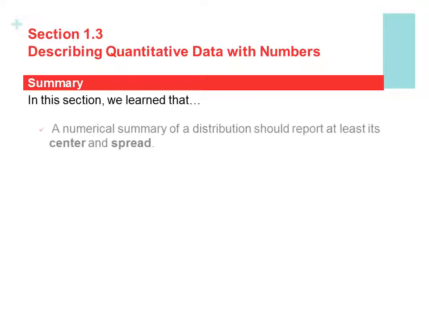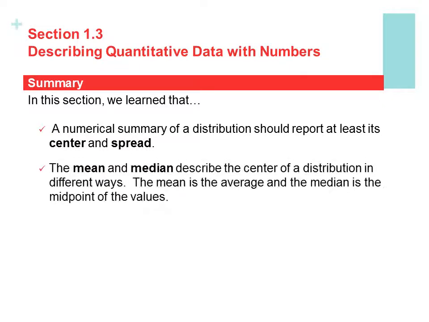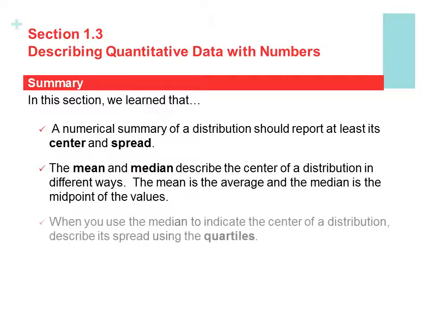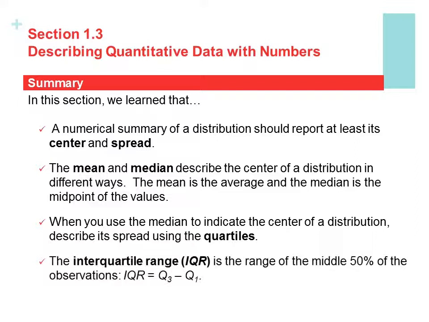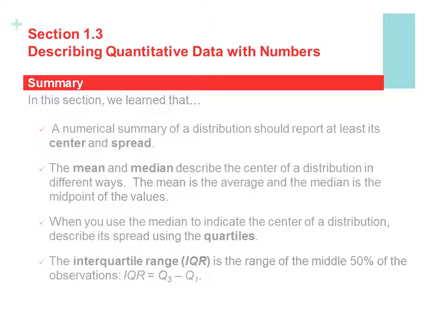All right, so just a quick summary. We learned that a numerical summary of a distribution should report its center and spread, so that's part of our SOCS. The mean and the median describe the center in different ways. So the mean is the average, the median is the midpoint of the values. When you use the median to indicate the center, describe its spread using the quartiles or the IQR. The IQR is the range of the middle 50% of the data, and that's how you're going to interpret it.